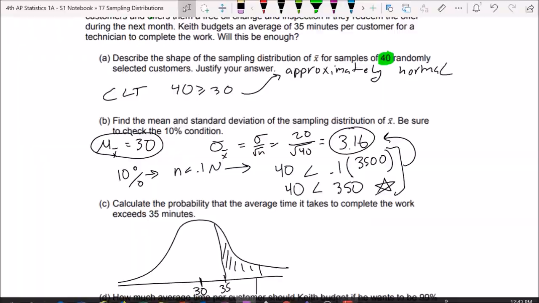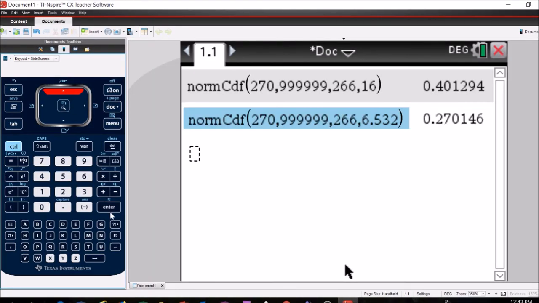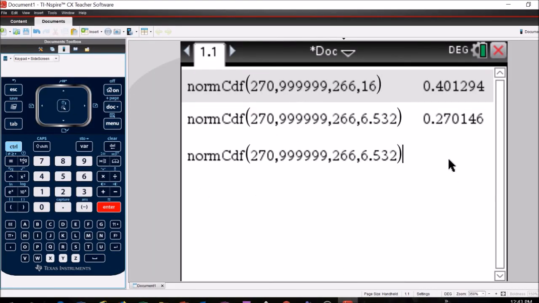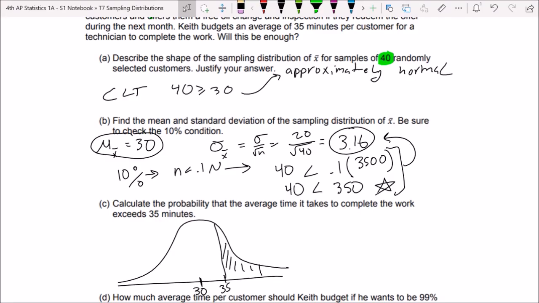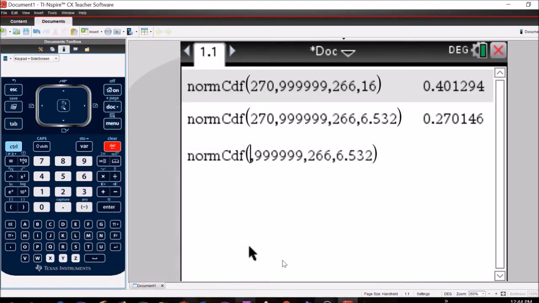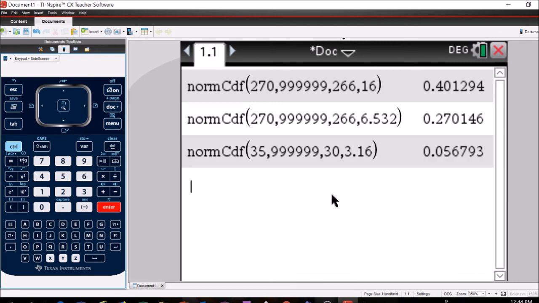Now in the calculator, of course, you're welcome to go through the menu. I find that it's a lot quicker if I just modify the command from before. And so I'm going to go back in here. So these are the bounds: 35 and above. So 35, the upper bound is still infinite. The mean is 30, and the standard deviation is 3.16. And let's see what this probability is. 0.0568.